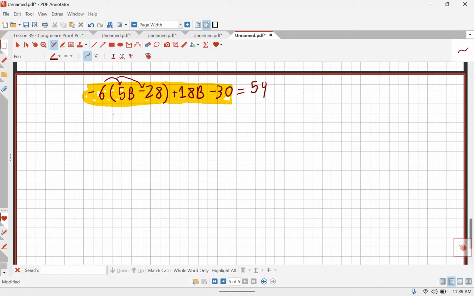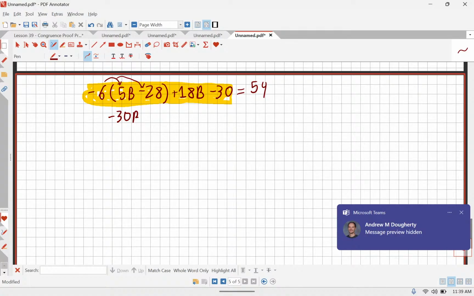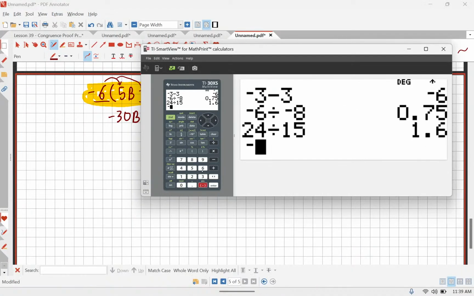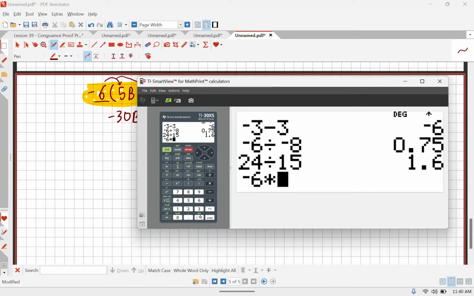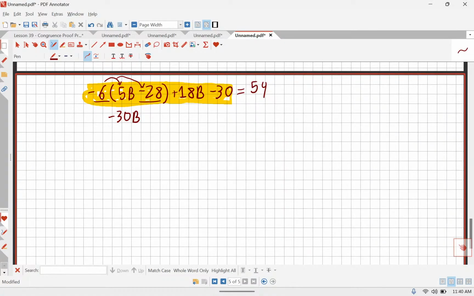-6 times +5 is -30b. -6 times -28. -6 times, was it -28? Yeah. Times -28 is 168. Plus 168 plus 18b minus 30 equals 54. Notice everything else just dropped down. Are we good so far? Thumbs up. Yeah, okay. I can distribute that first. That's fine. And then big thumbs down, I don't get it. And then dial it somewhere in between. Where's everybody? We're good with that.